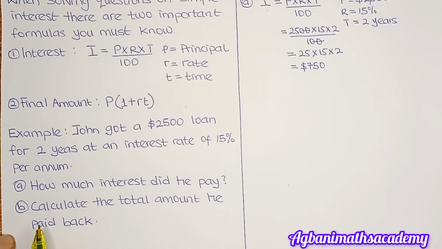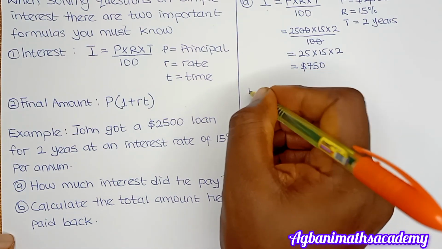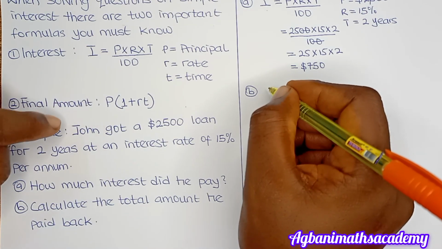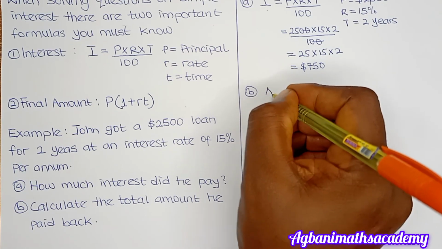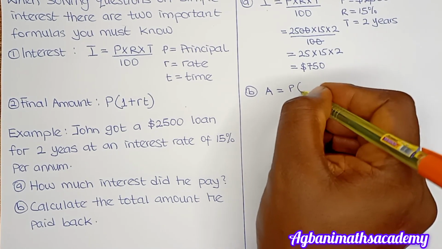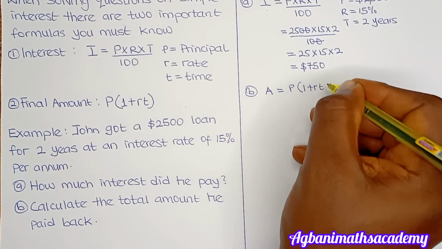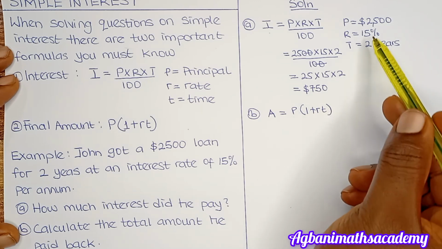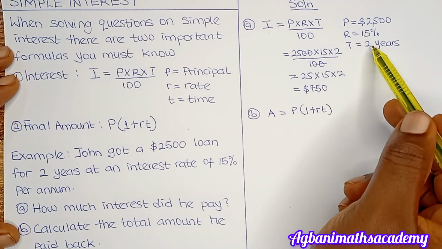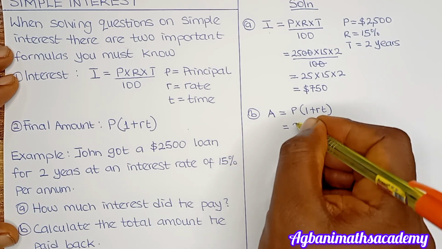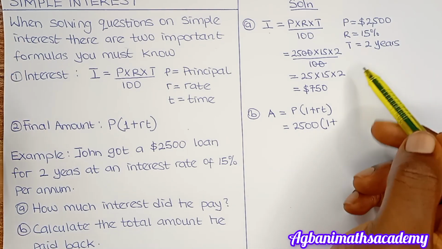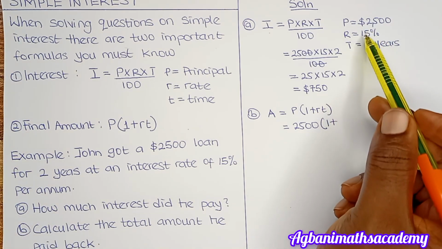The next question is to calculate the total amount he paid. So let's calculate that. B. Now we are told to calculate the total amount. What we can use is this formula: amount is equal to P times parenthesis 1 plus RT. We know that P is equal to 2,500, R is 15, and T is 2. So we have 2,500 times parenthesis 1 plus.